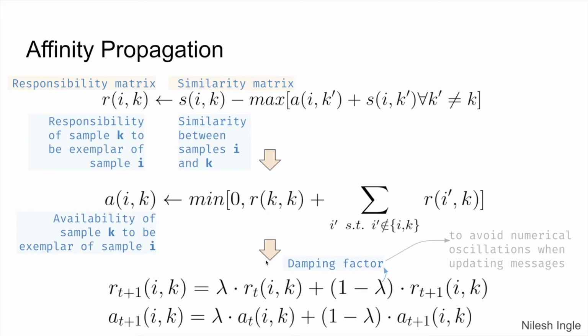And to these, in scikit-learn implementation, lambda term is added for both responsibilities and availabilities calculations, and that is to avoid numerical oscillations when the matrices are updated. That is to say, when updating the messages.